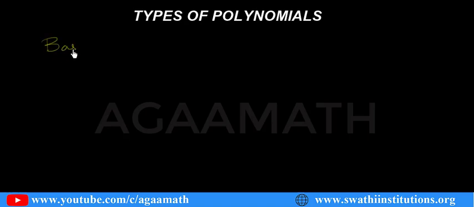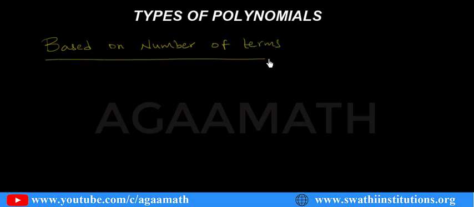So here I just take based on number of terms. The first type of polynomial is monomial. Mono means single. That means only a single term. It means one term, only one term.